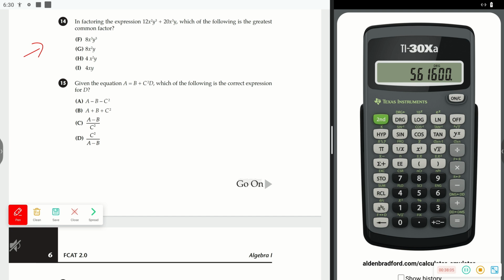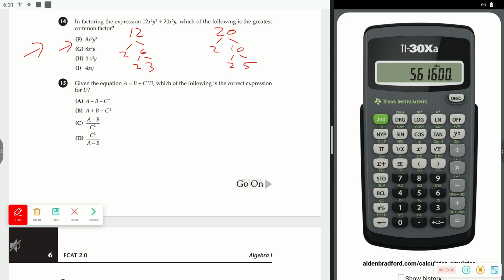It says, in factoring the expression, which of the following is the greatest common factor? So in this case, it's multiple choice, so we can actually just check which one of these numbers is the greatest common factor. If you wanted to actually solve it outright, I can show you how to do that. We'll just do 2 prime factor trees. So in this case, we're going to do 12 and 20. 12 is going to be 2 and 6, and then 2 and 3, and 20 is going to be 2 and 10, and 2 and 5.